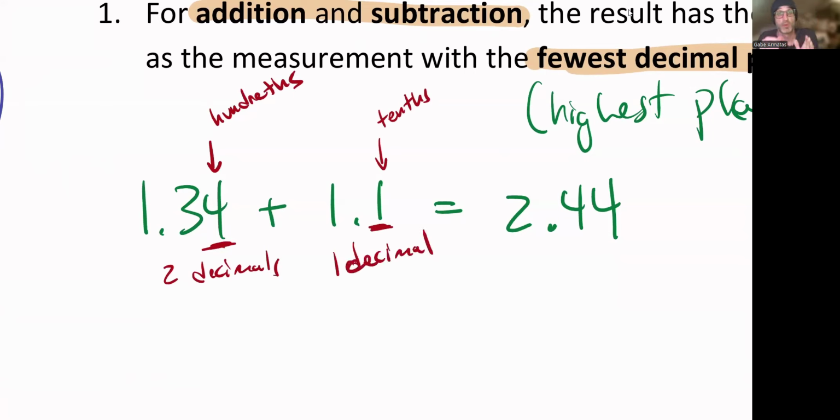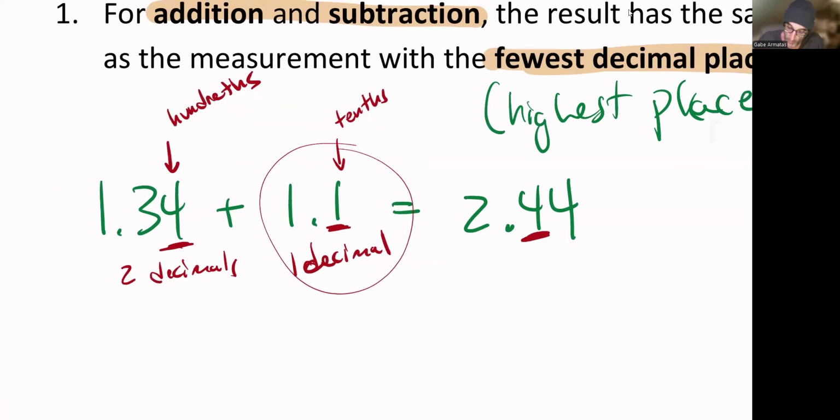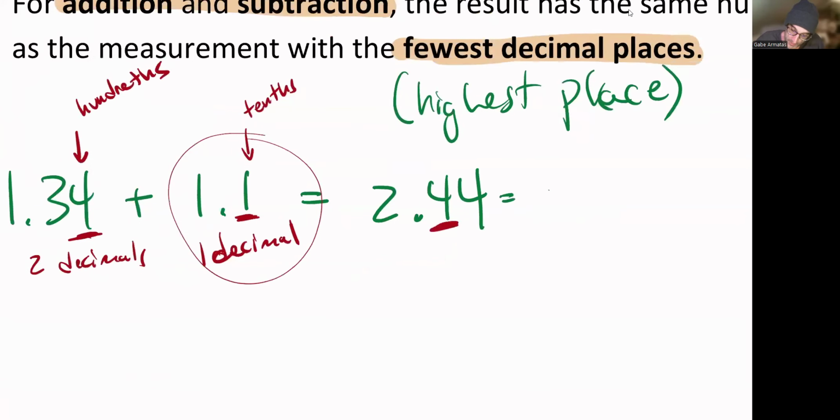Okay, so the one that's least accurate is this measurement right here. That means I'm going to limit my answer to the same number of decimal places that it has, the tenths place. I'm always going to underline where I'm going to round. So we're going to call this 2.4.